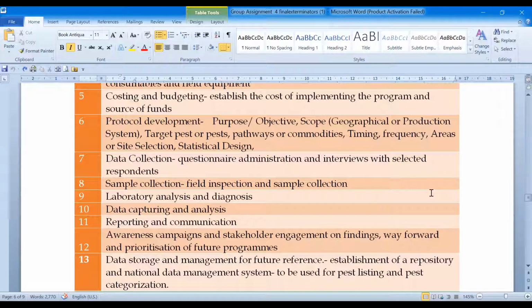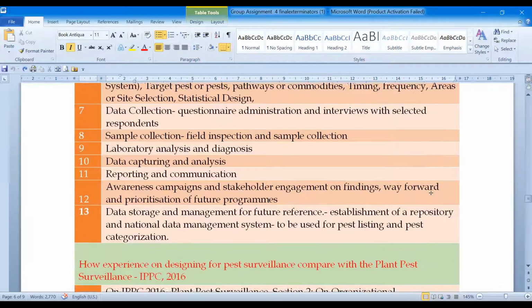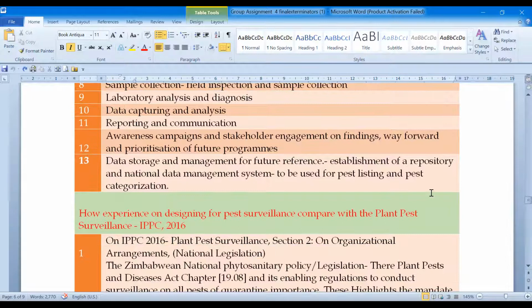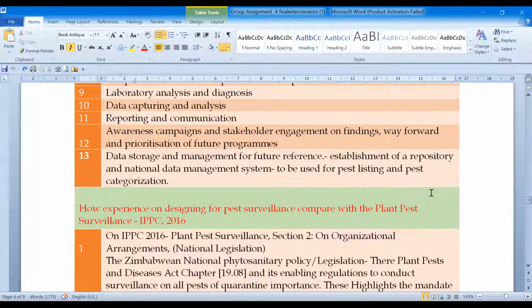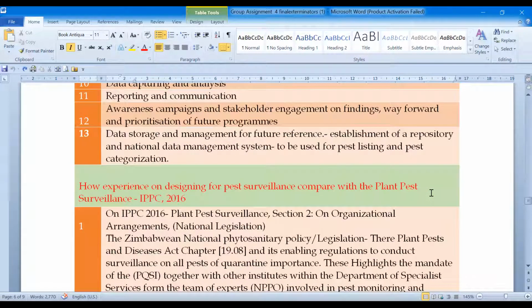And then they also do laboratory analysis and diagnosis, data capturing and analysis, and then reporting and communication. And then they also engage stakeholders in terms of their findings and the way forward. And then they also ensure that data is securely stored for future reference.